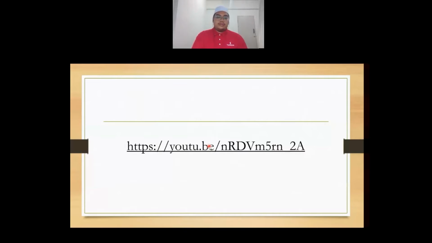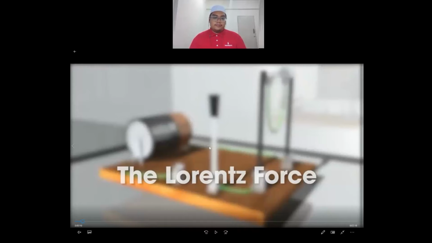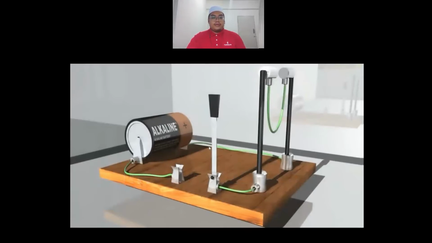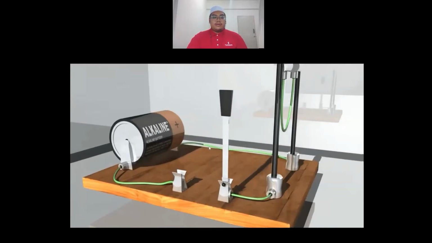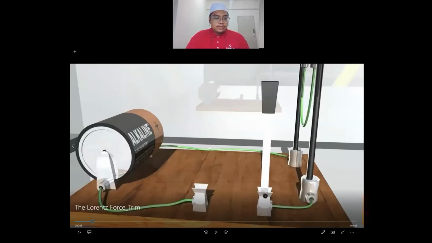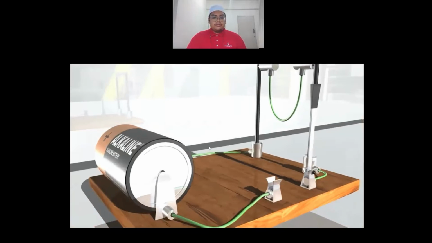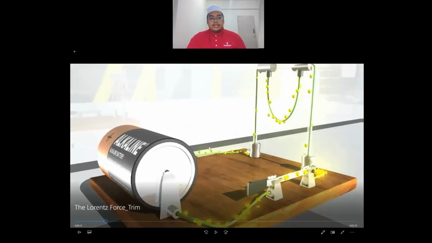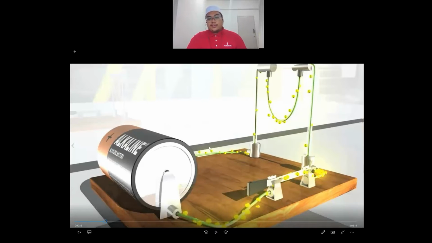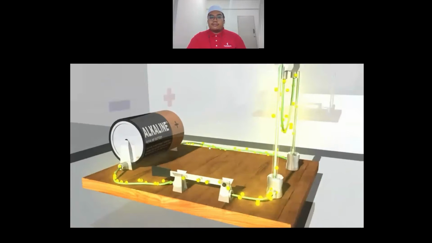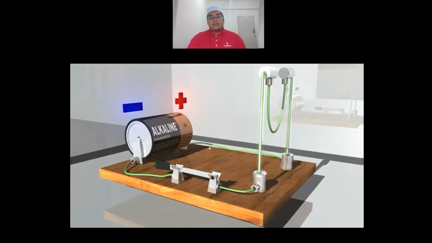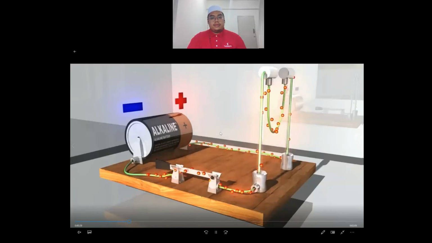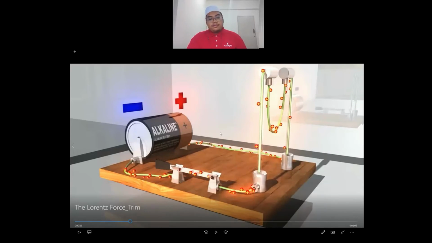Next, I will show you the simulation of the Lorentz force law. Lorentz force law is about the force exerted on a charged particle moving with velocity through an electric field and magnetic field. On the switch, we can see right now the yellow particle is the electron moving from negative to positive, and the red particle is the electron moving from positive to negative.